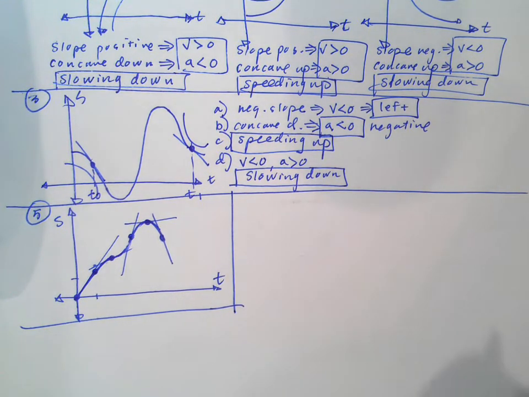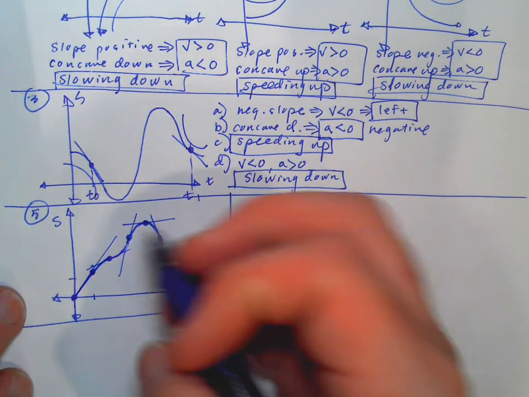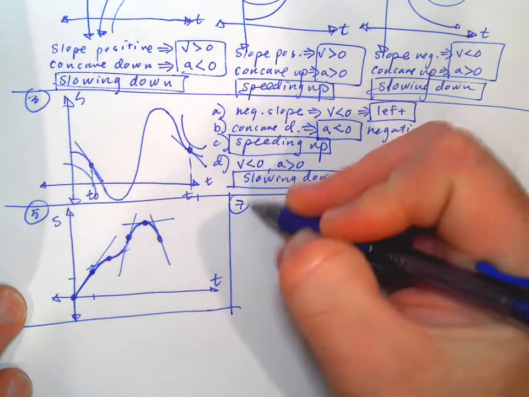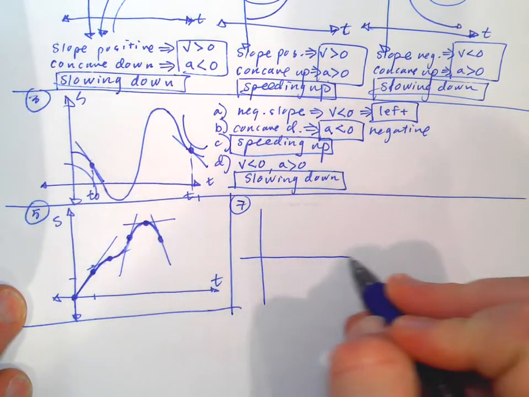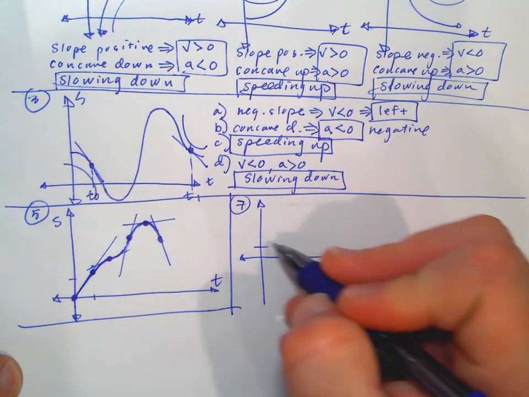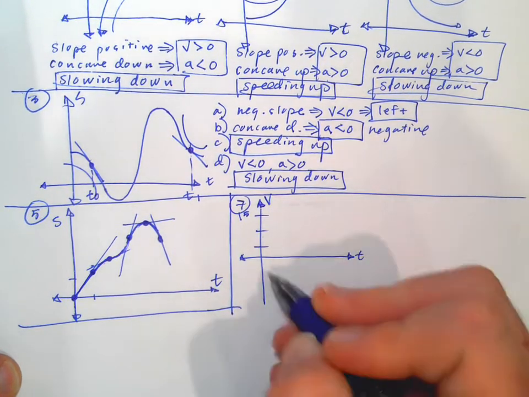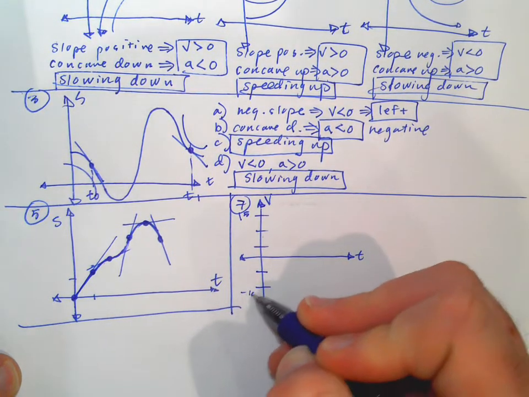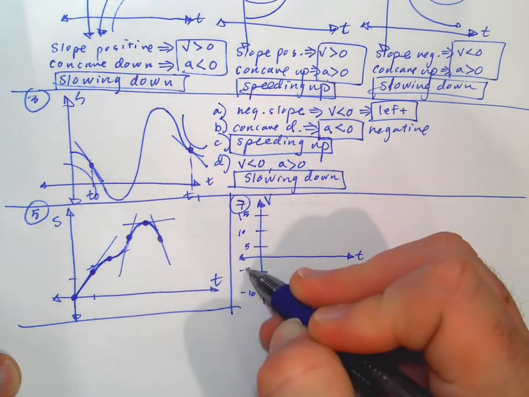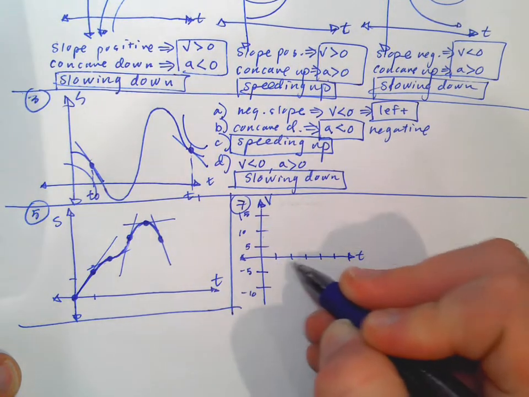Number 7 says the accompanying figure shows the graph of velocity versus time for a particle moving along a coordinate line. Make a rough sketch of the graphs of speed versus time and acceleration versus time. So they give you on number 7 a graph. I think there's actual values here. It gets up to 15, and it's velocity. And then time 0, 1, 2, 3, 4, 1, 2, 3, 4, 5, 6.